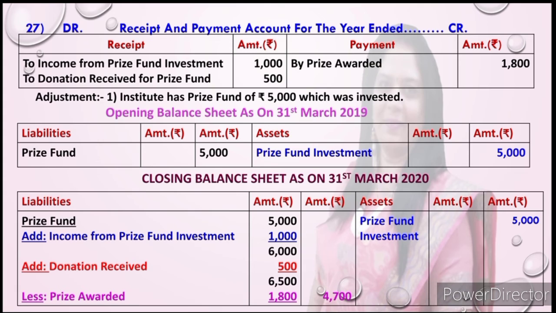The another account on the receipt side: donation is also received for the prize fund, so again it will be added in the closing balance sheet liability side. In prize fund you have to add and write donation received 500. Now let's take the payment side. By prize awarded 1800. Prizes are given, so it will be deducted from the prize fund and recorded as less prize awarded 1800. So after deducting, you have to record the amount in the outer column, 4700.